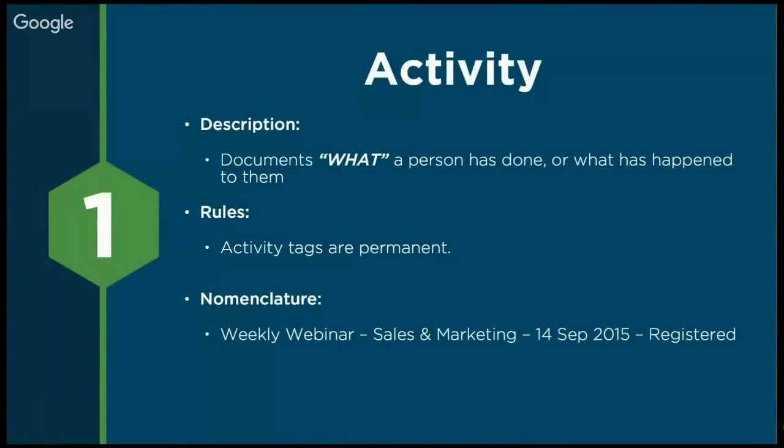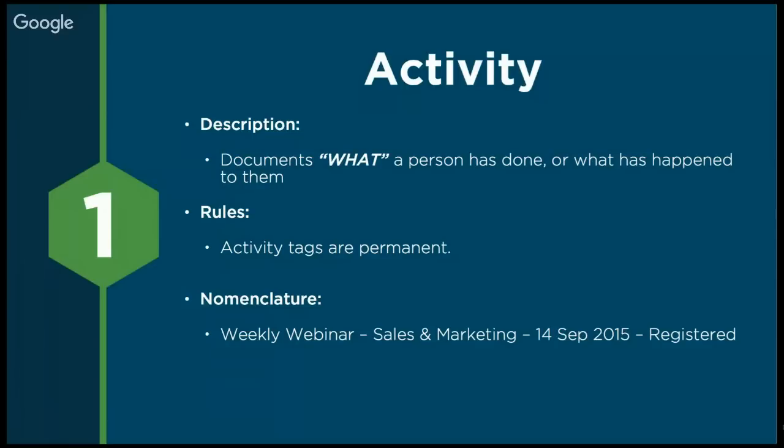If you're running webinars, webinars are a classic example of this. Within the activity category, I would have a tag that looks like this: weekly webinar dash sales and marketing dash the date dash registered. Why? Well, weekly webinar is the broadest thing. I hold a weekly webinar, and it's essentially a subcategory. Within the activity category, we can't create subcategories, so we name our tags like this so that we can keep them organized.